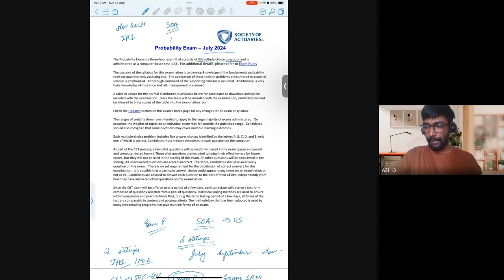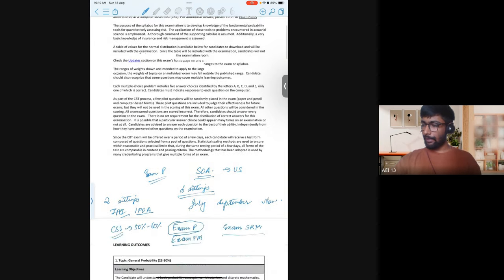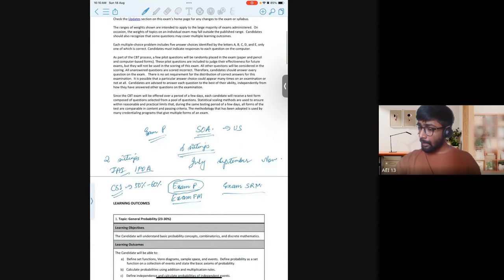So the exam P of SOA that you are going to take, what is its format? It will be 30 MCQ questions and you'll have a time period of 3 hours. And it will be center-based. Okay? So these three things are important. One, it's center-based, you will book your exam in advance, and then all questions will be MCQs. That covers the exam details.